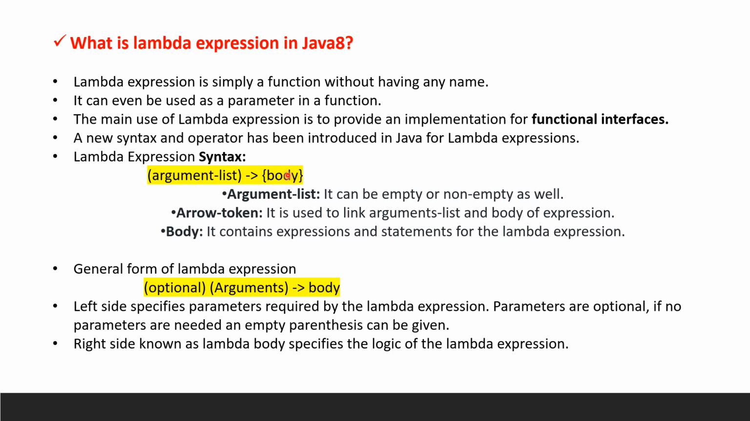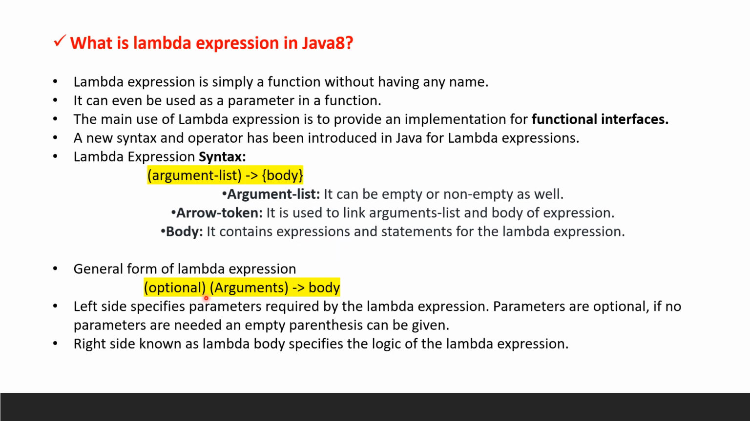The body of the expression we declare in braces, and the argument list in normal parentheses. The body contains the expressions and statements for that Lambda expression. So this is how we declare the Lambda expression, and this is the syntax. The Lambda expression's main use is to provide the implementation of the functional interfaces, and it is nothing but a function without any name.